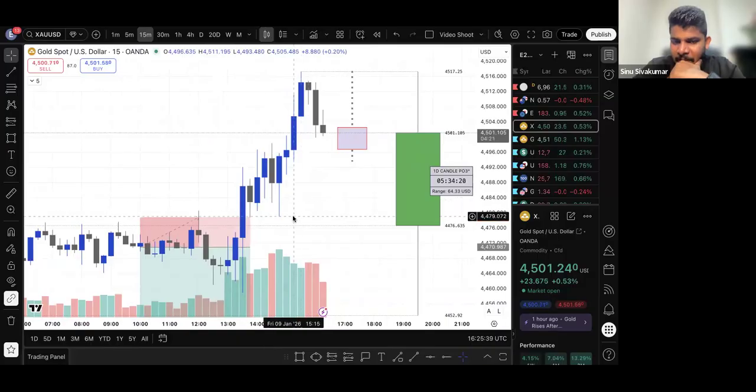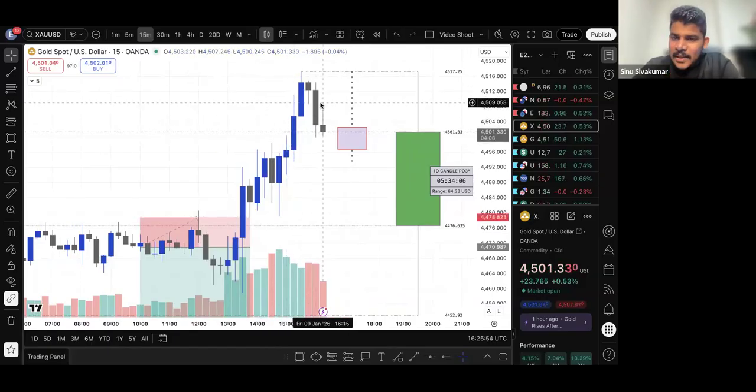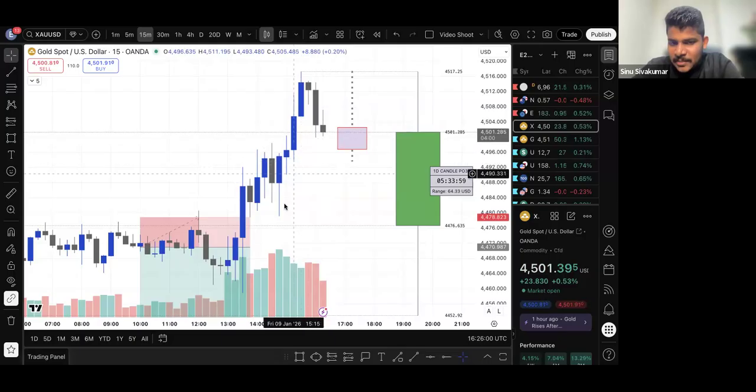Some people might keep 4,479 as well, right? This is the swing low, and most people would keep the stop loss there. So these people, time has to tell. And in another 45 minutes, I won't be surprised if the market is trying to push and take out all the buyers who have entered lately.